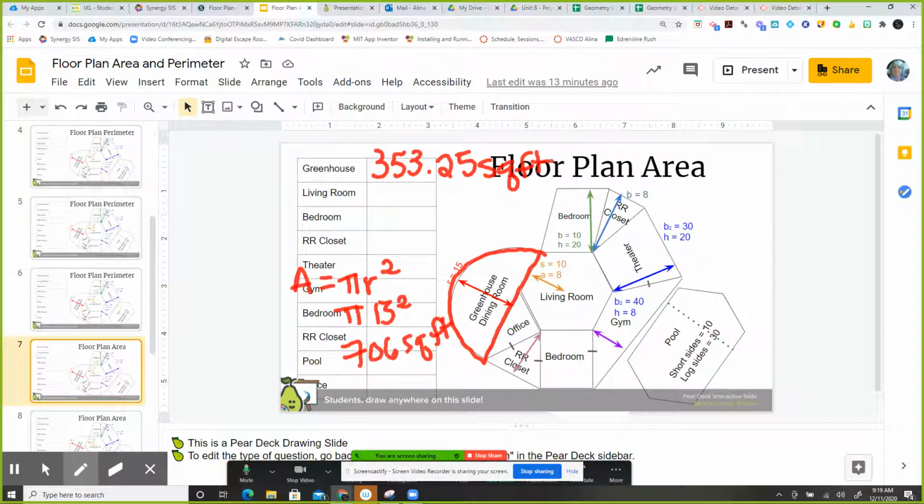So if I'm putting tiles in my dining room, and I have 1 foot by 1 foot square tiles, it's going to take 353 of them. Well, a little more than 353. So let's look at the hexagon. This is a regular hexagon. All the sides are 10, right? And then that A is 8. So what's the formula for that? Can somebody tell it to me? Do I need to go look at it?